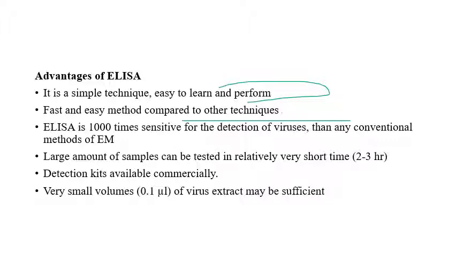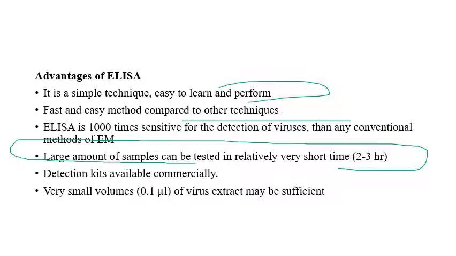Not only in plant virology, but in almost all of biology, no technique is more sensitive than ELISA, because it is 1,000 times more sensitive than any other technique for the detection of plant viruses, or than conventional electron microscopy methods. It takes very little time, just 2 to 3 hours, and a large number of samples can be performed.